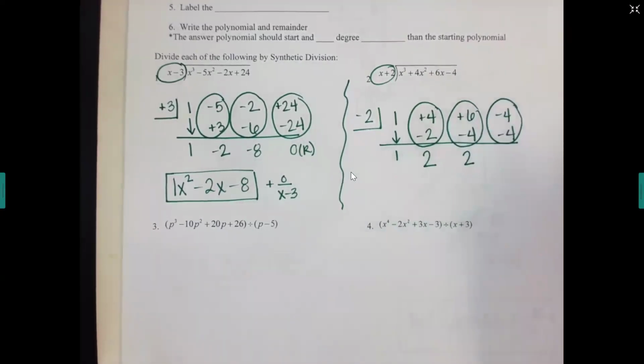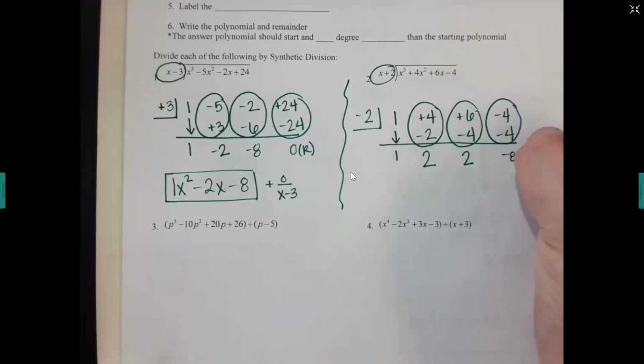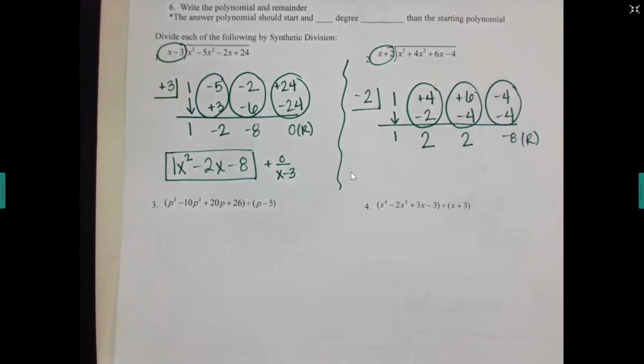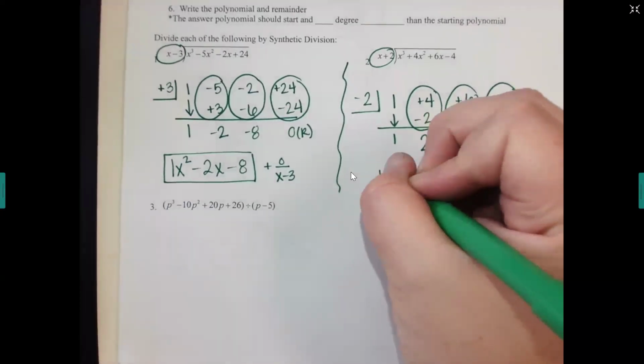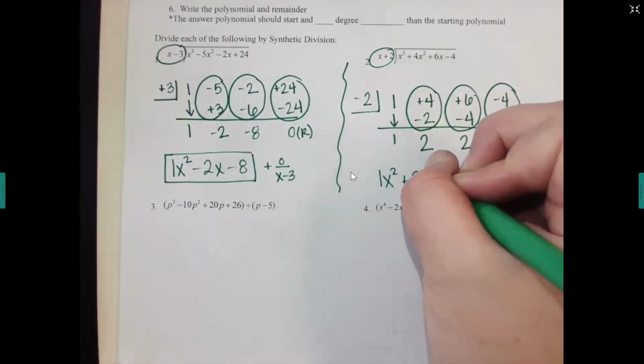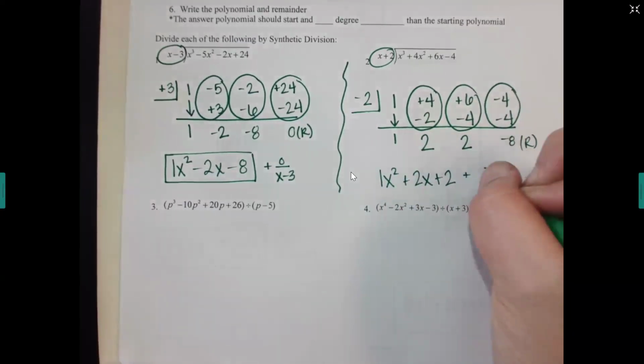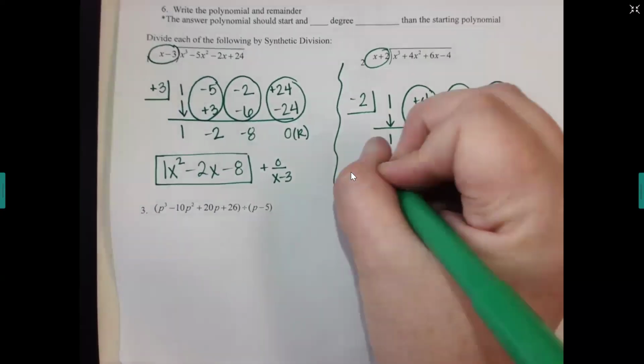And then will those 4s cross out? Not if they're both negative. So you borrow $4, then you borrow 4 more. Now you owe me 8. Last number is always your remainder. My original power was an x3, so my answer will start at an x2. So my answer would be a 1x2 plus a 2x plus 2 with a remainder of -8 over x plus 2.